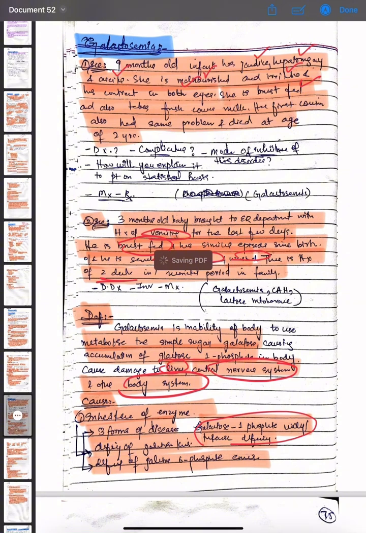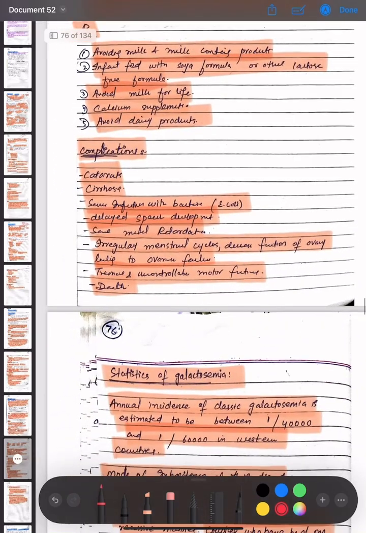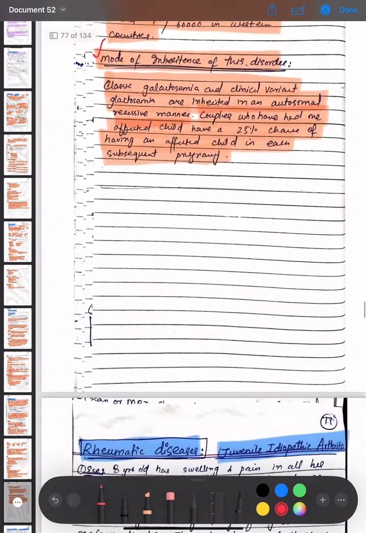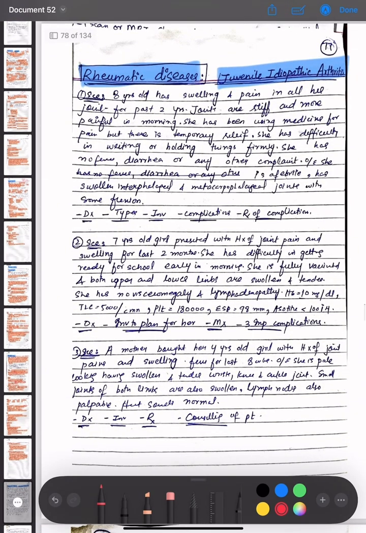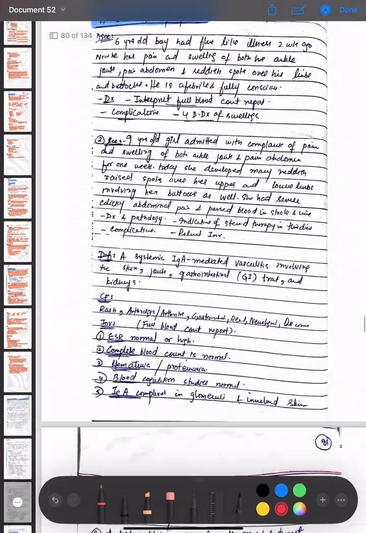Now we have discussed the definition of galactosemia, the different causes of galactosemia, and how we will manage or treat a patient with galactosemia. We have discussed the complications, the statistics of galactosemia, and the mode of inheritance of this disorder. In the next video, we will be discussing the rheumatic diseases, that is, juvenile idiopathic arthritis and Henoch-Schönlein purpura.